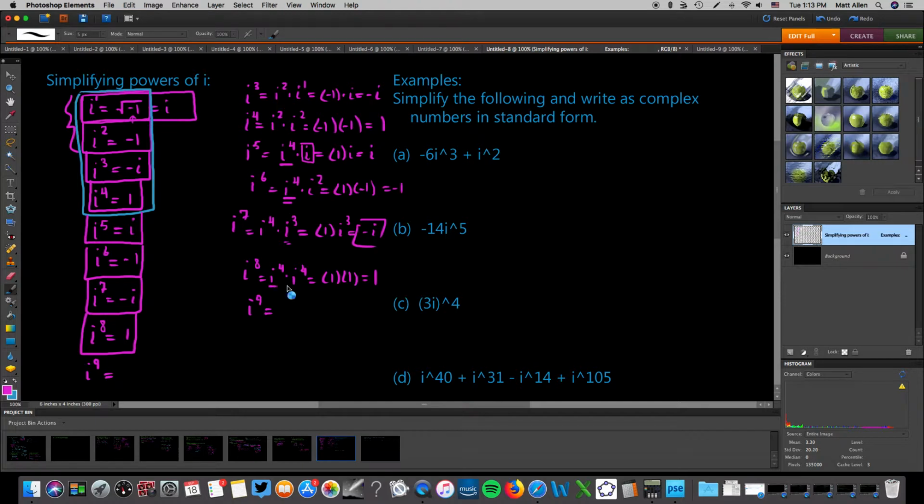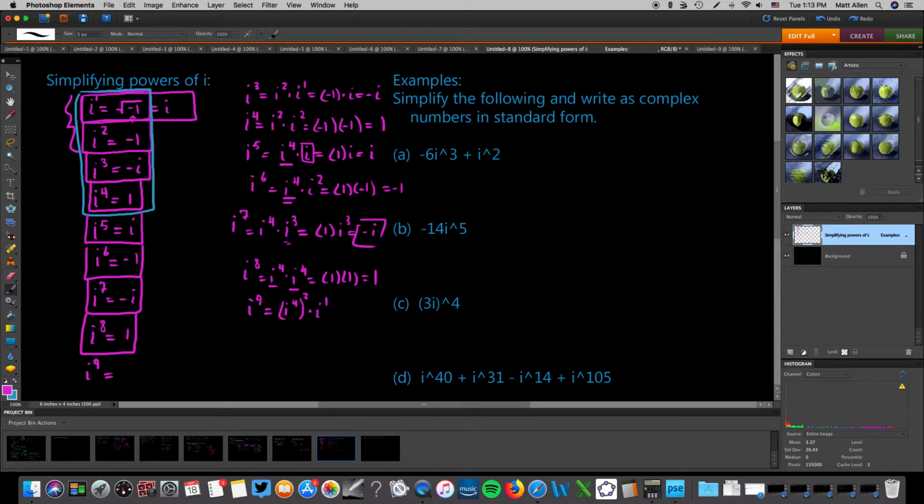Every time I make a group of i to the 4th, I get a 1, and then I'm just keeping the leftover. So if I to the 9th, if I can make 2 groups of 4 i's there, I'm going to tend to write it this way. I could say this is i to the 4th twice. In other words, this is 8 total i's that you see right here, and I would have a single i left over off on the side.